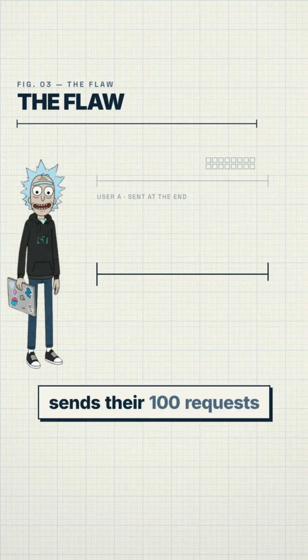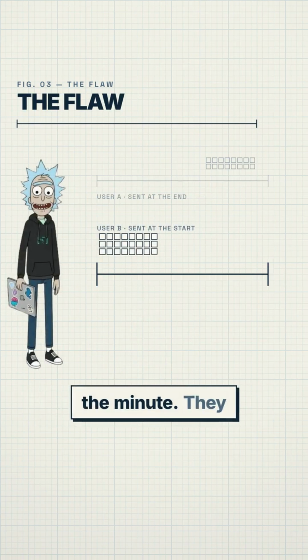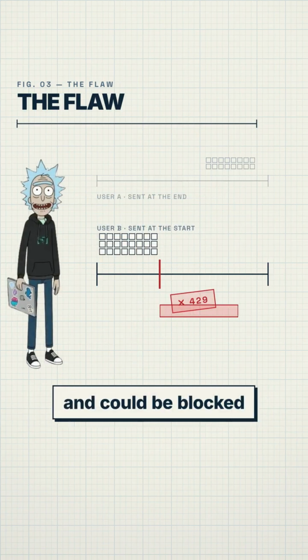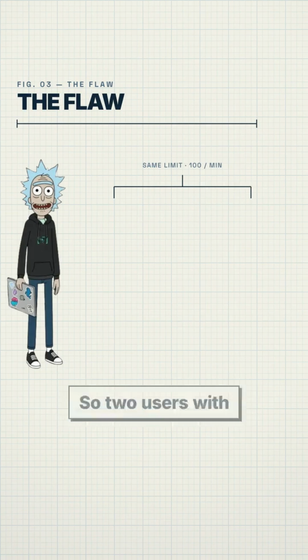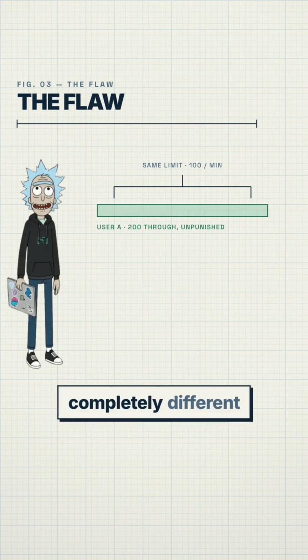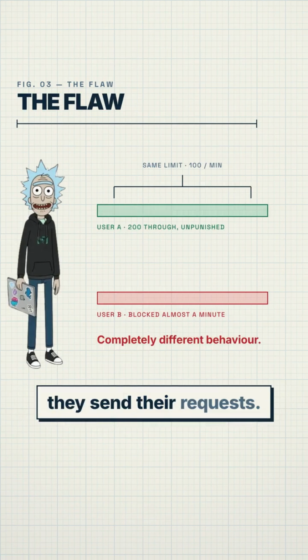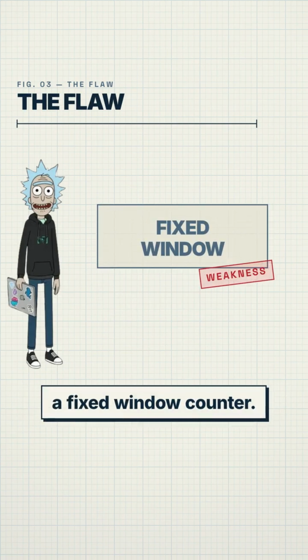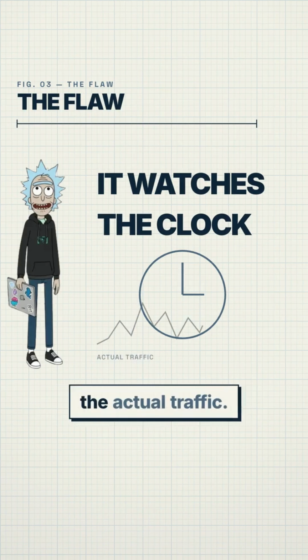Now imagine another user sends their 100 requests at the beginning of the minute. They immediately hit the limit and could be blocked for almost an entire minute. So 2 users with exactly the same rate limit can experience completely different behavior depending on when they send their requests. That's the weakness of a fixed window counter. It watches the clock more than it watches the actual traffic.